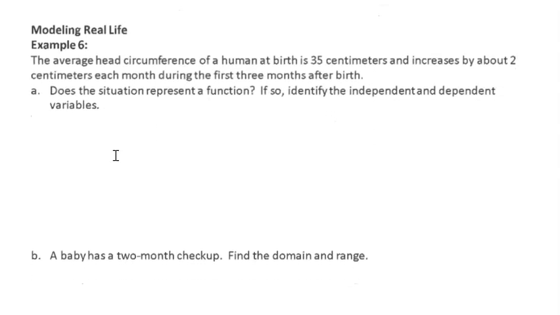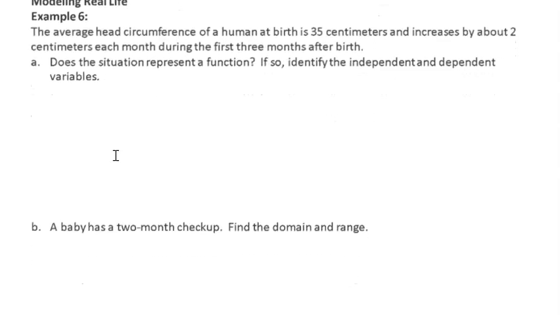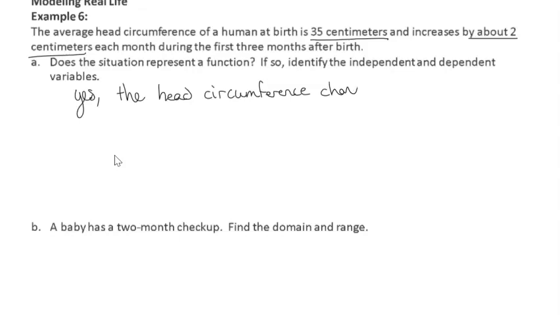Okay, so the last one is: the average head circumference of a human at birth is 35 centimeters. Okay, that's how big around their head is. It increases by about 2 centimeters each month during the first 3 months after birth. Okay, so does it represent a function? Okay, yes, because the head circumference is going to change as the months increase. The baby's growing. So the head circumference, how big around the head is, changes as months go on because the baby's growing.